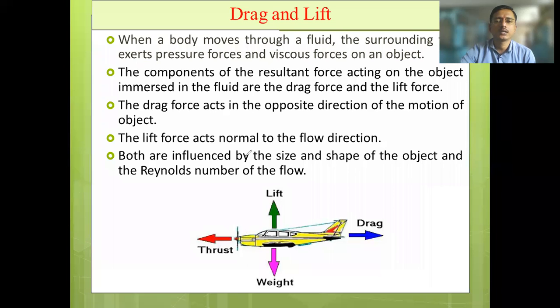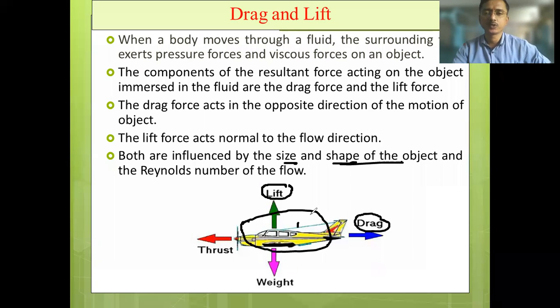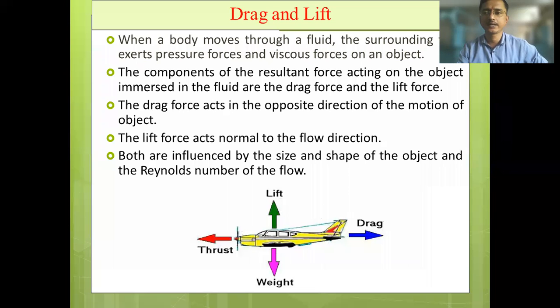Both are influenced by the size and shape of the object. So these both components, lift and drag, these both forces are influenced, affected by the size of the object and the shape of the object. How big this object is and what is its shape. So this drag force and lift force both are affected by the size of the object as well as the shape of the object. And the Reynolds number of the flow also affects the direction and magnitude of this drag and lift.